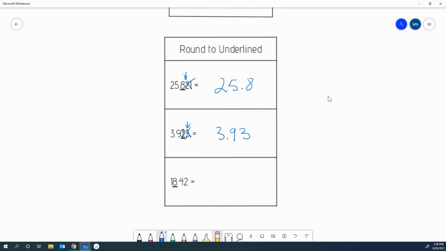For the third one, go ahead and do it. For this one, you should have drawn an arrow over the 4. After you draw that arrow over the 4, you know that 4 lets it rest, so we're just going to bring over the 18. That's it.